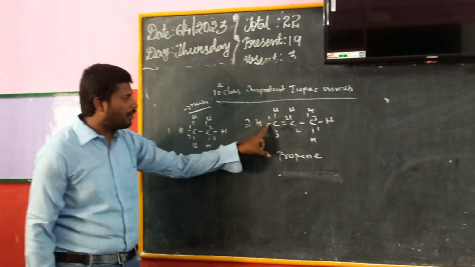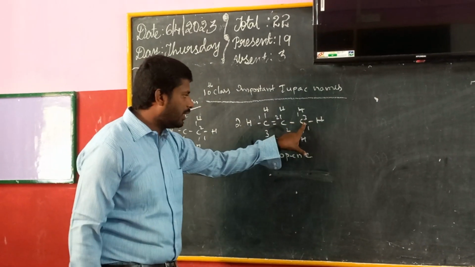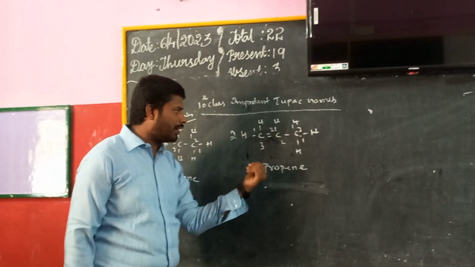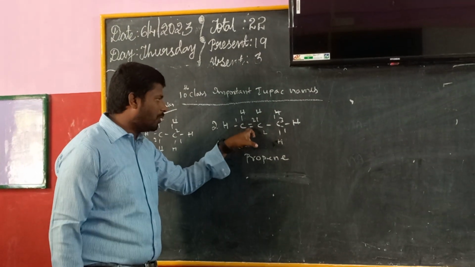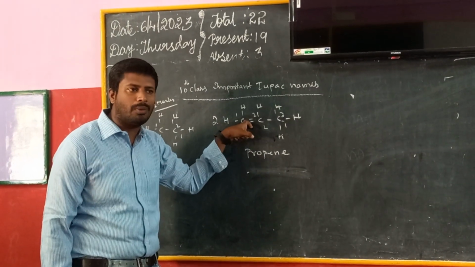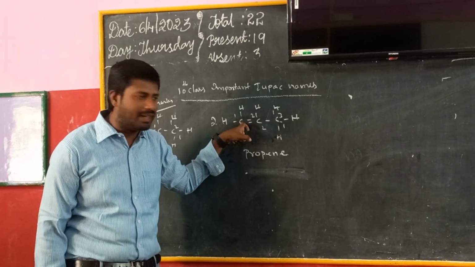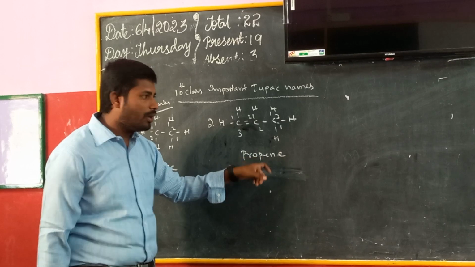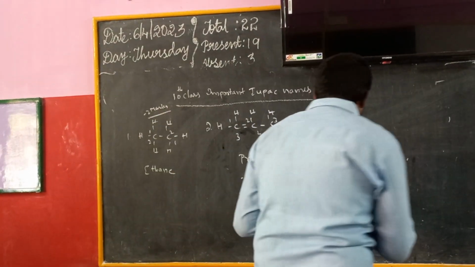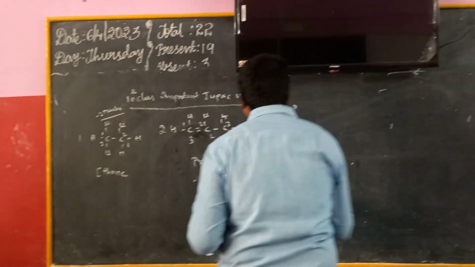Now give the numbering 1, 2, 3 from this side and from right to left, 1, 2, 3. At 2 you have a double bond, at 2 you have a double bond. Double bond means ene. This is an example of propene. And let us go for example number 3.